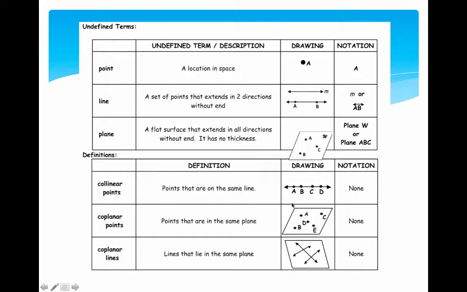Collinear points means points that are on the same line. Coplanar points are points on the same plane. And coplanar lines are lines that all lie in the same plane.